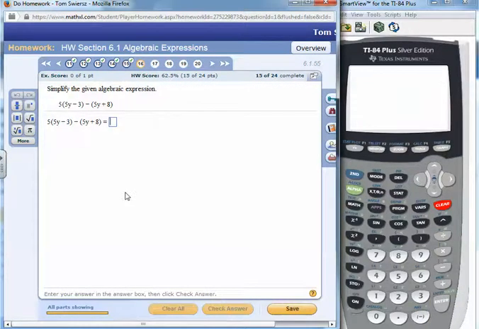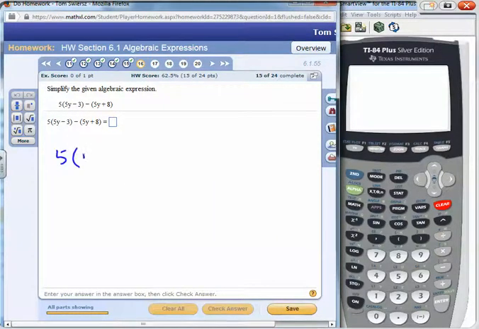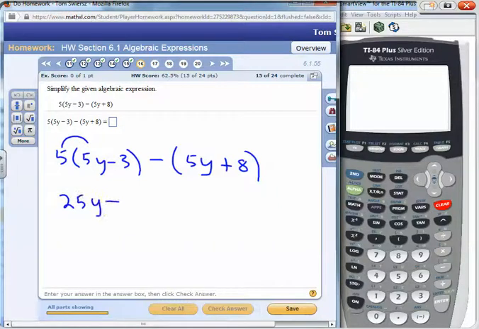All right, number 16. Distribute the 5, and we're going to have to distribute the minus sign. We'll make sure we go nice and slow here. 5 times 5 is 25y. 5 times 3 is negative 15. Distributing a minus is changing the sign of each of these. These are both positive, right? Plus, nothing's there, and that's a plus 8. So this becomes a minus 5y, a minus 8.